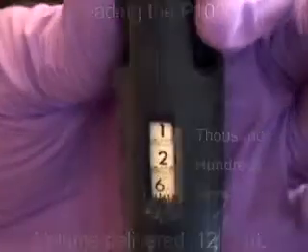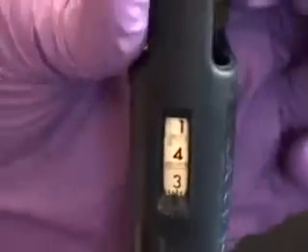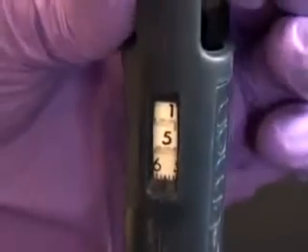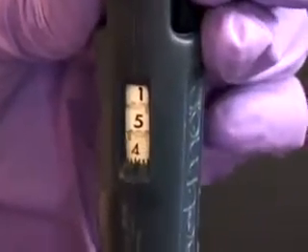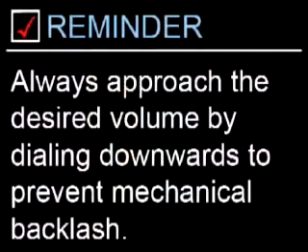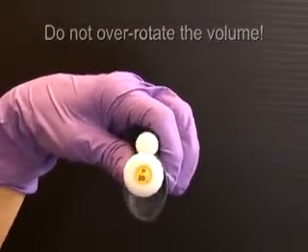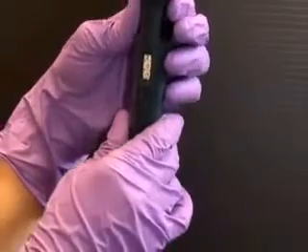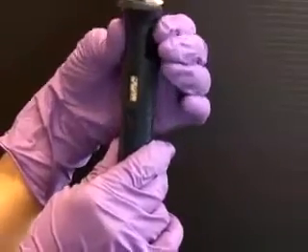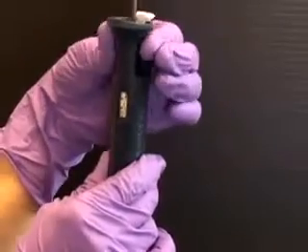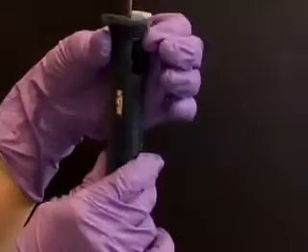1,259 microliters. To correctly adjust the volume setting, turn the volume adjustment knob to 1/3 of a revolution past the desired volume. Then, slowly move the dial back down to the desired setting. Always approach the desired volume by dialing downwards to prevent mechanical backlash and to ensure precise volume transfer. When adjusting the volume of a Pipetman, take care not to rotate the dial past the maximum. You cannot transfer volumes above the range of the Pipetman.